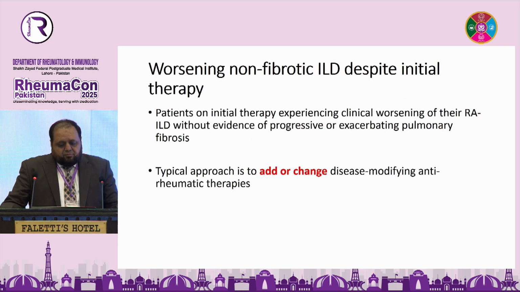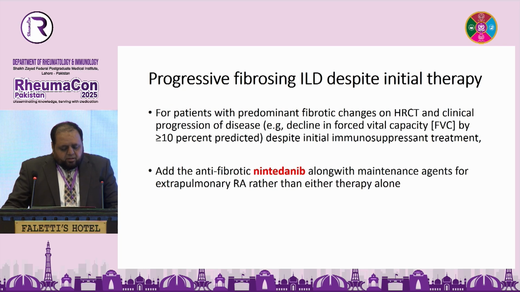Next group is if patient develops worsening of non-fibrotic ILD despite initial therapy. In this case, the typical approach is to add or change the disease-modifying anti-rheumatic therapies. While a patient who develops progressive fibrosing interstitial lung disease despite initial therapy, in this case, if the patient is not getting nintedanib, we have to add nintedanib along with the anti-inflammatory drug.